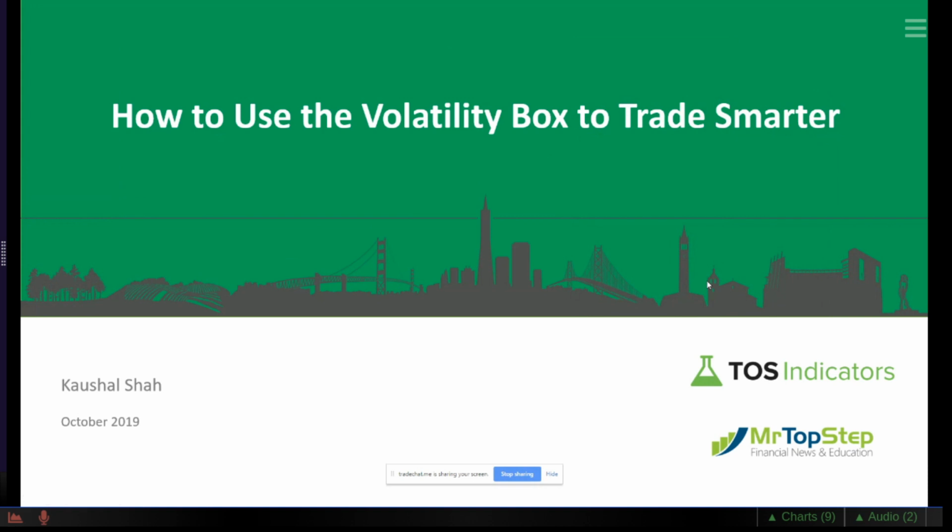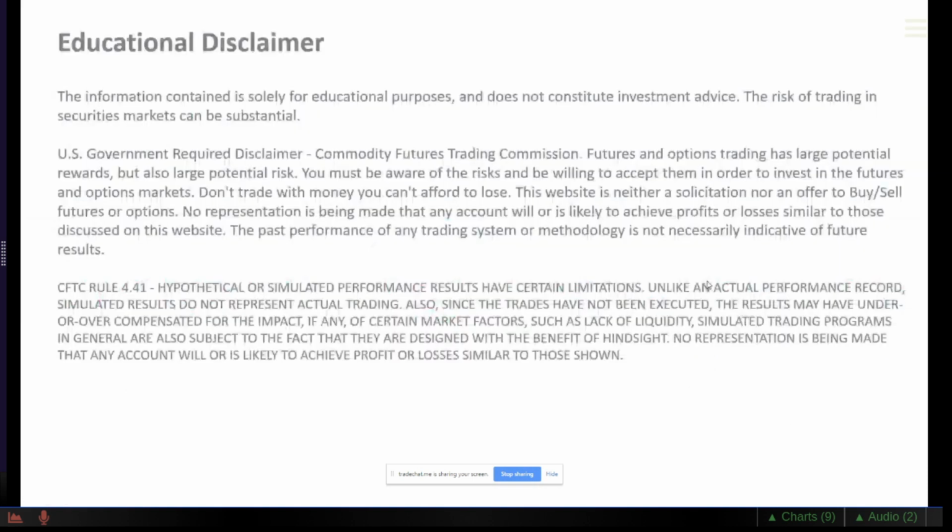So over the course of the next hour or so, my goal is to show you how you can use the volatility box to trade like a smart probabilistic trader. But first, we need to go with the educational disclaimer.